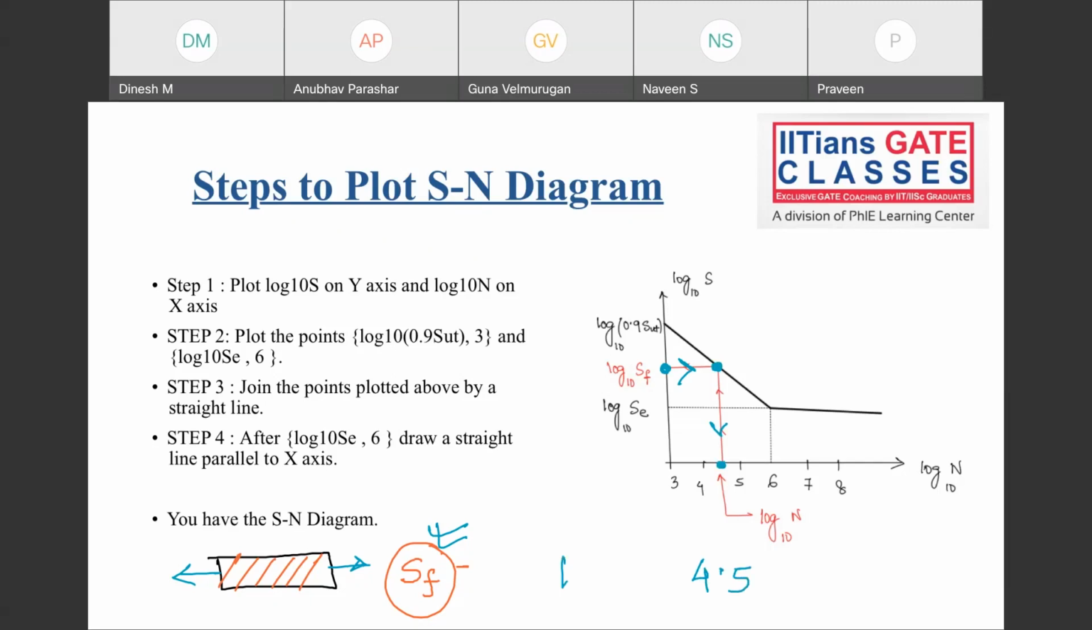So log of N to the base 10 is equal to 4.5. So what is the value of N? N is equal to 10 to the power 4.5. So the component, if it is subjected to SF stress amplitude, can withstand a maximum number of cycles of 10 to the power 4.5. This is how you're going to calculate. Vice versa also you can do. If you know the life, if you want this component to sustain a certain number of cycles, you can find out the maximum stress amplitude that the machine component can be subjected to.